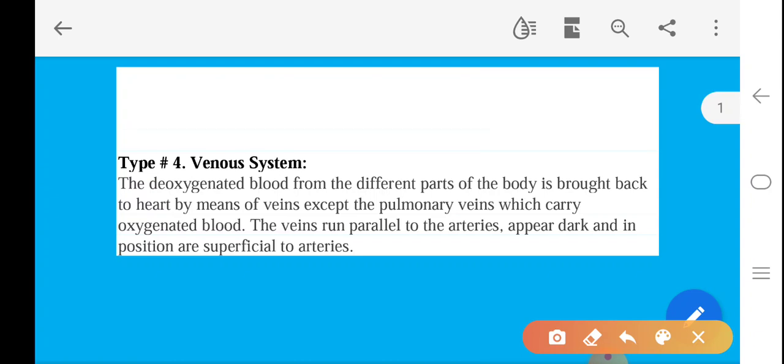So, as we can say that deoxygenated blood from the different parts of the body is brought back to the heart by means of veins, except the pulmonary vein. Pulmonary vein carries oxygenated blood. The veins run parallel to the arteries, appear dark, and in position they are superficial to the arteries.